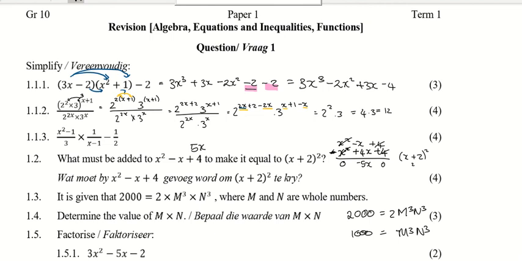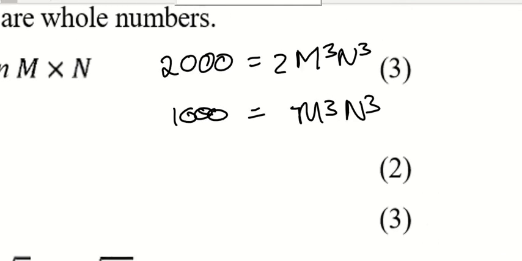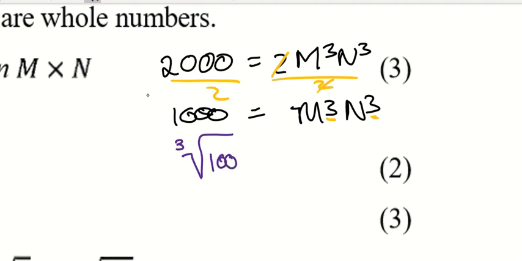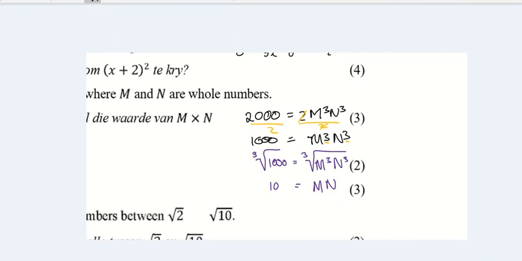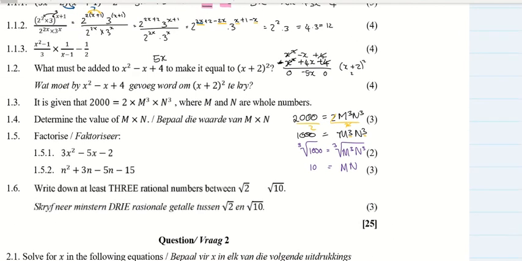Okay, how do I get rid of those powers there? I divide on both sides. Okay, so that means I get 1,000 there. That 2 cancels out on the right hand side. Now I want to get rid of what is bothering me now, that 3 and that 3 there, the exponents. What can I do? Cube root. So I'm going to say it's cube root of 1,000 is equal to cube root of m to the power of 3 n to the power of 3. So what am I left with on the right hand side? mn and 10. That's how we do that. Right, that is number 1.4.